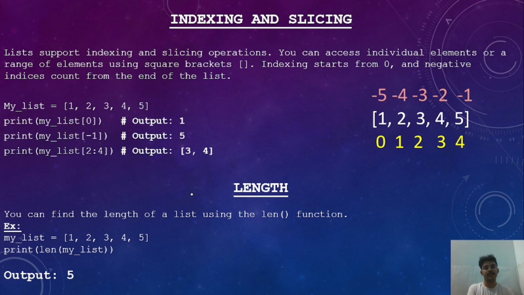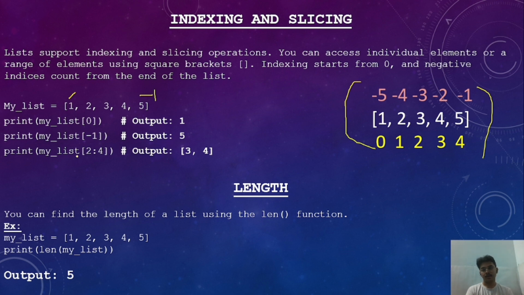Moving on to indexing and slicing. Lists support indexing and slicing operations. You can access individual elements or a range of elements using square brackets. Indexing starts from 0, that is positive indexing, and the negative indexing starts from -1 as shown here. my_list equals 1, 2, 3, 4 and 5. print(my_list[0]), that is the first element, its index value is 0, so it prints 1. Then print(my_list[-1]), this is -1 and it prints 5.